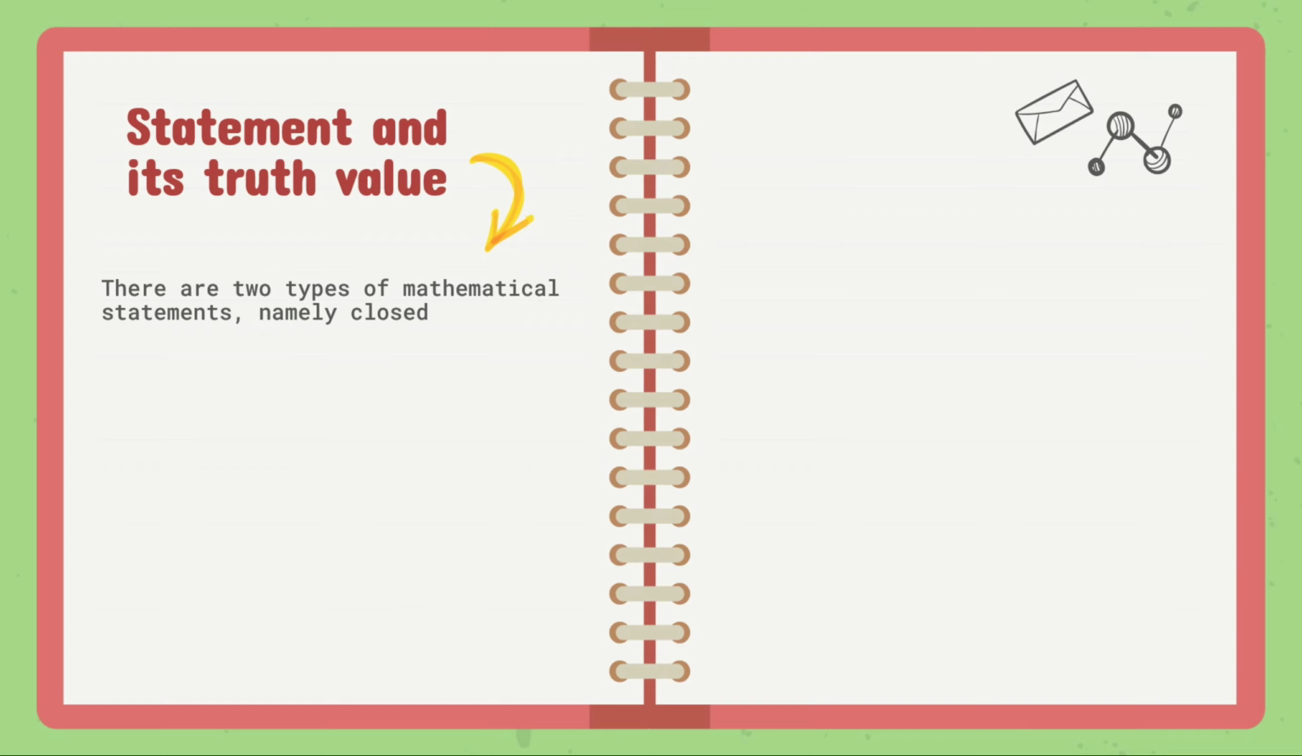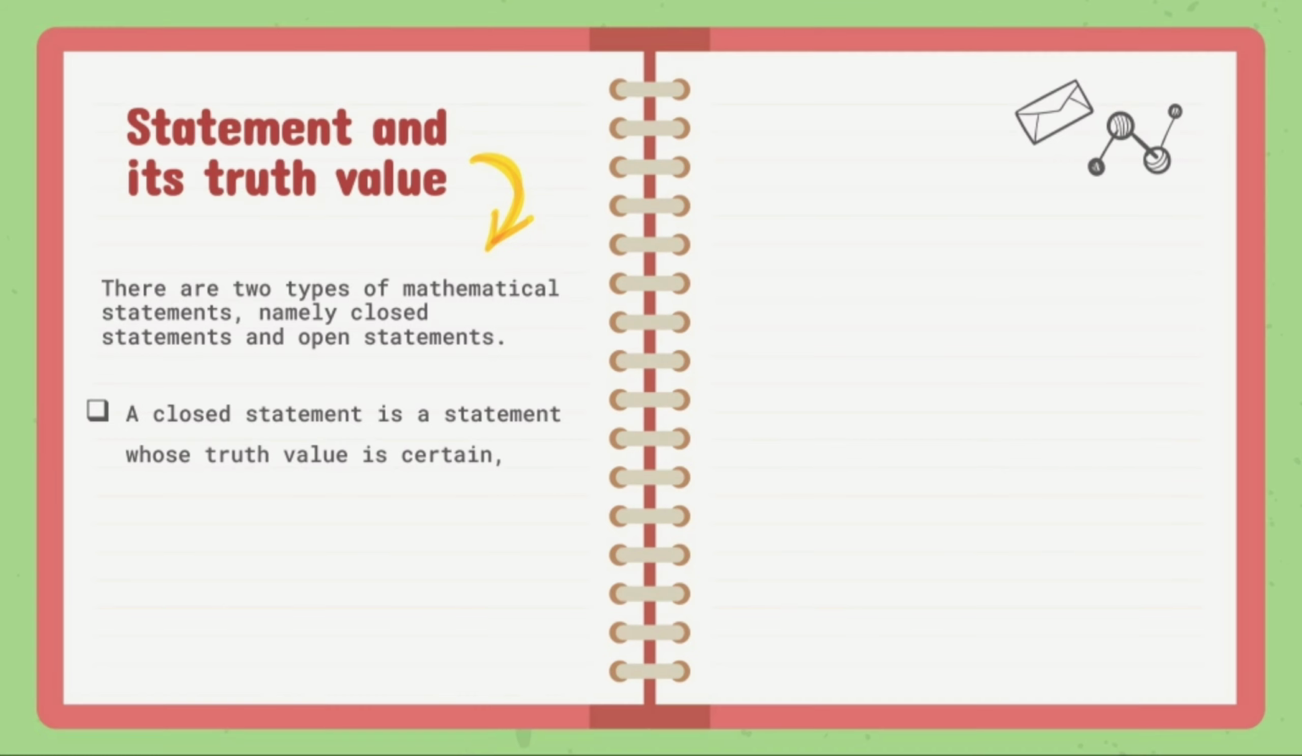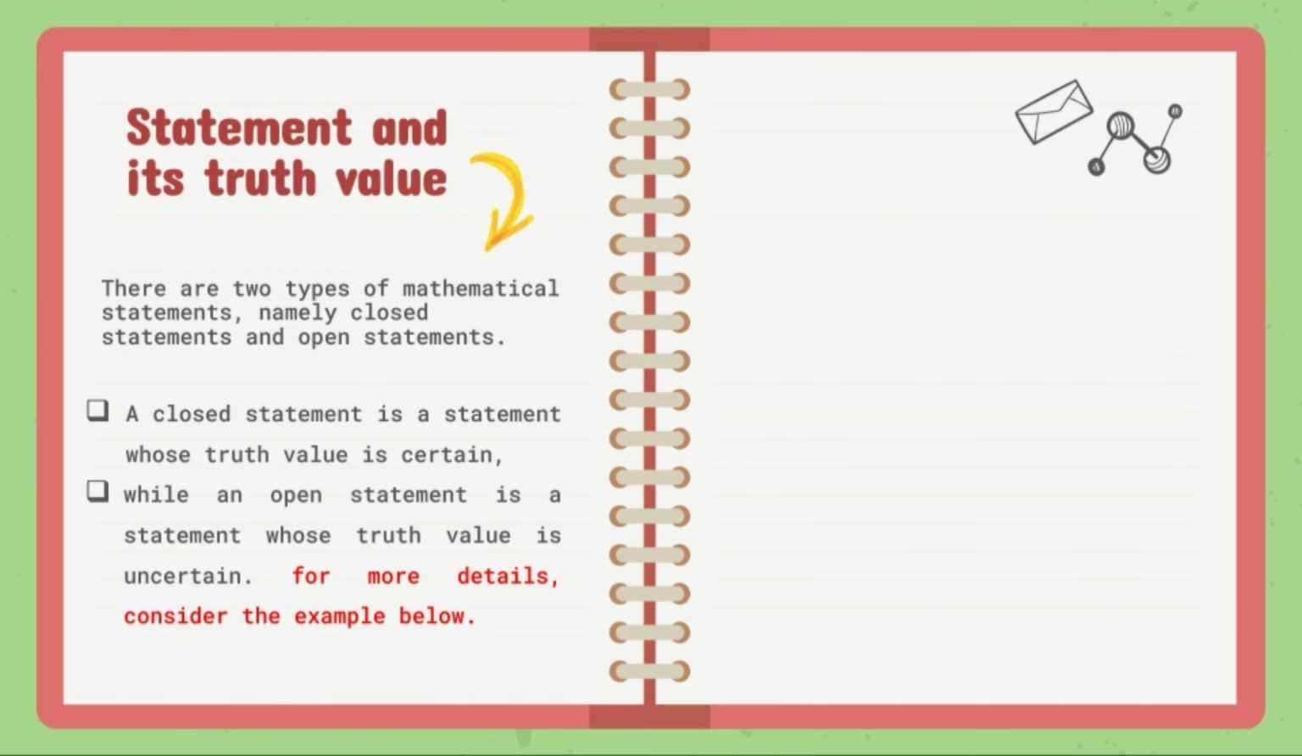There are two types of mathematical statements, namely closed statements and open statements. A closed statement is a statement whose truth value is certain, while an open statement is a statement whose truth value is uncertain. For more detail, consider the example below.